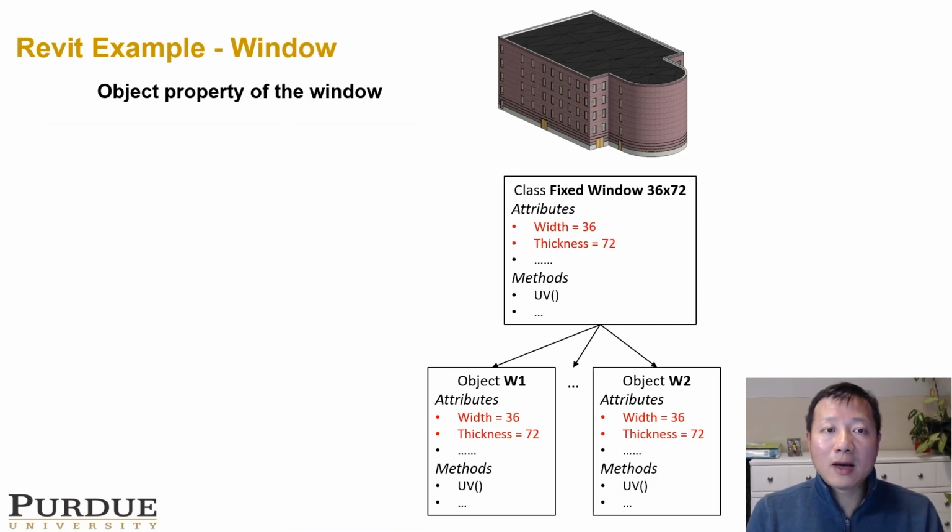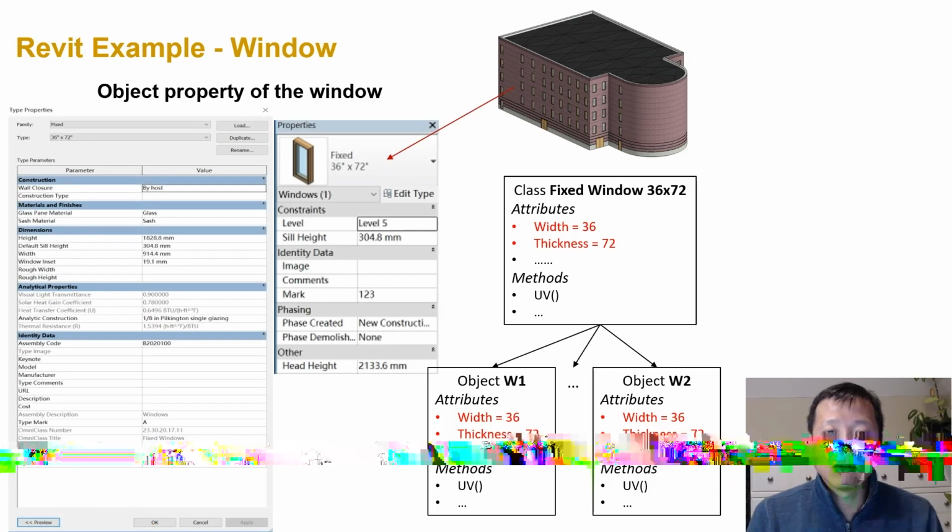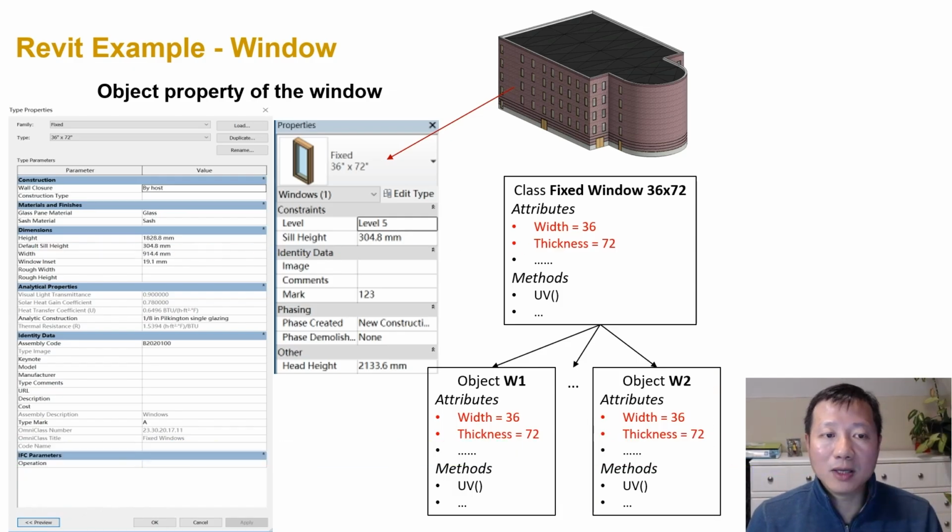Now, this process is the same for other types of objects. For example, looking at the windows, you can also display the window properties, and you can also invoke this Edit Type button to access the class level or type level attributes and make changes there. And again, make sure that you understand the difference between directly modifying the values versus using a duplicate to create a new type and then modifying all the values.